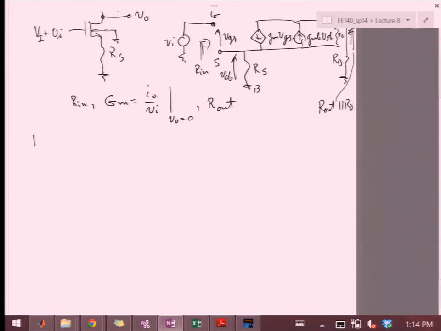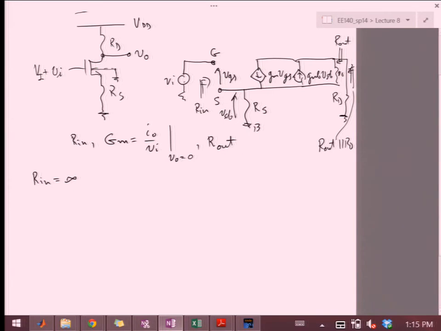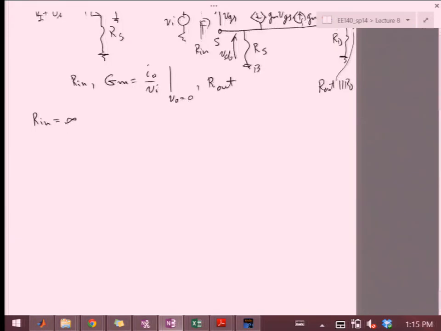Now, what is Rin for this circuit? Infinity. Yeah, even in this case, VI is like my V test, right? So obviously there's no current flowing here. So that VI over the gate current, which is 0, is going to give me infinity.